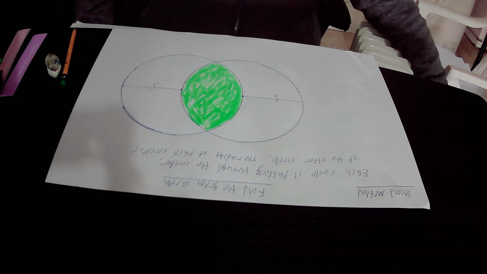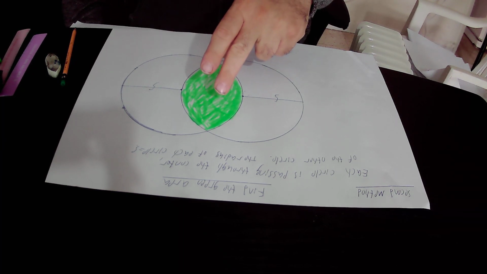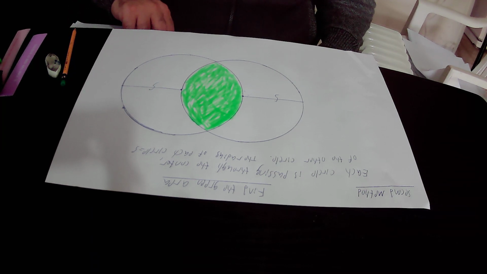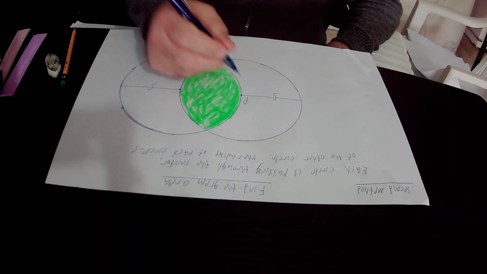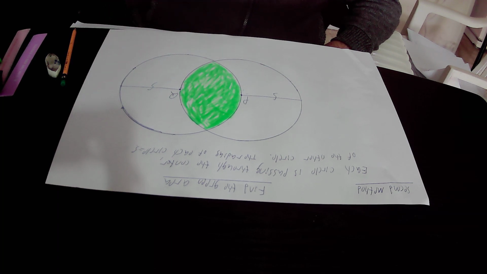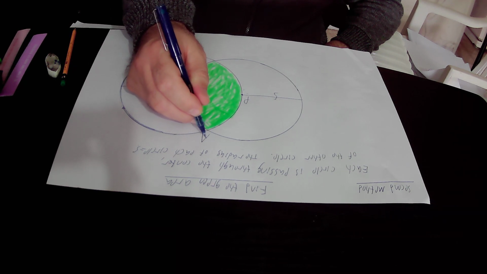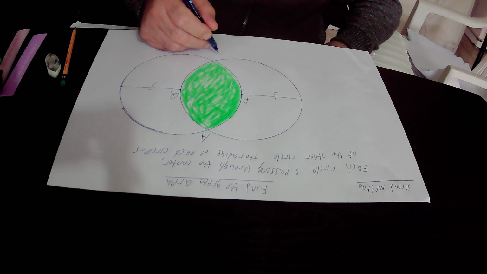So, we start to answer this question to find out the area of this green shape. First of all, we will define the center of this circle as point P, and we will define the center of this circle as point Q. Then we will define the first intersection point between those two circles as point A, and the second intersection point of those two circles as point B.